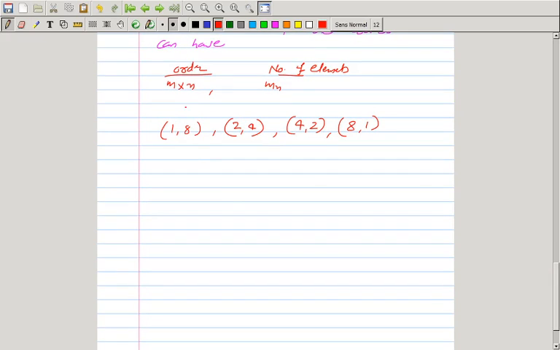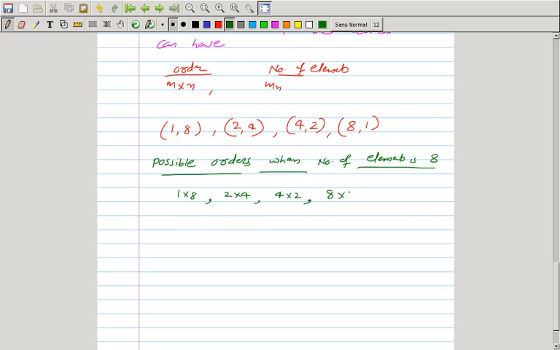right? So hence the possible orders when the number of elements is 8 are, so our answers are 1 cross 8, then 2 cross 4, then 4 cross 2, then 8 cross 1, right? So this is the answer to our example number 2.